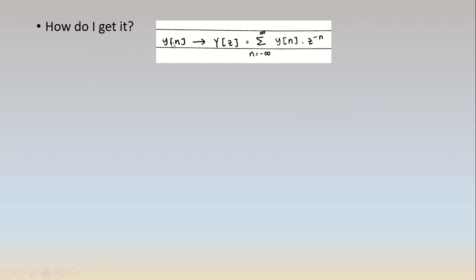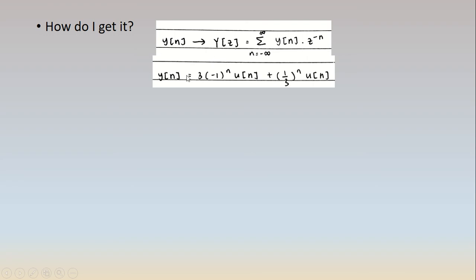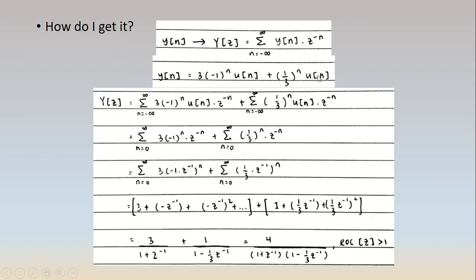So we know that when we do the z transform for y[n], we will get Y(z), and the equation is the same as for x[n]. We know that y[n] is equal to 3 multiplied by (-1)^n times the unit step, plus (1/3)^n multiplied by the unit step u[n].